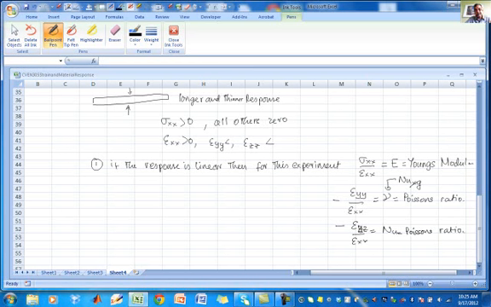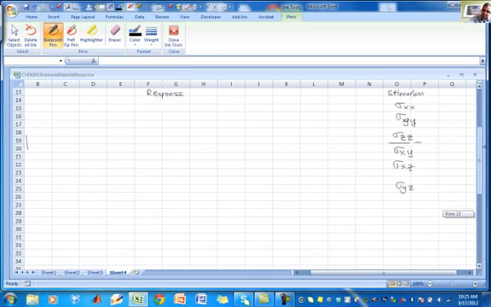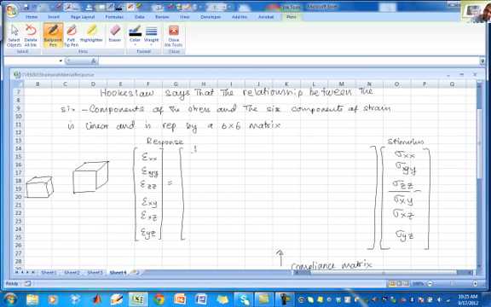I can write this in a very nice matrix way in the following way: epsilon xx, epsilon yy. So I can start filling it out. I'm going to fill out this matrix. I'm going to write 1 over E here. We'll see if it is correct or not. Minus nu over E, minus nu over E, 0, 0, 0. Let's see if that's correct.